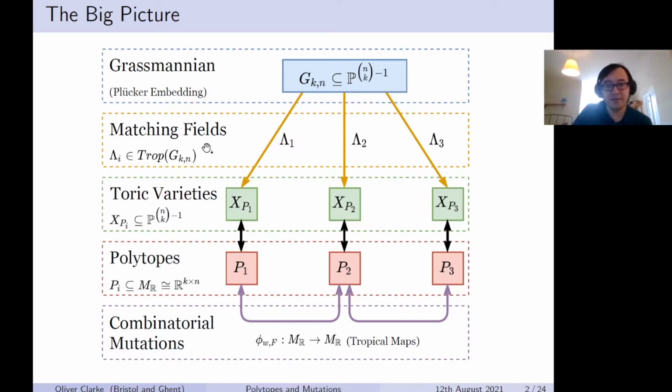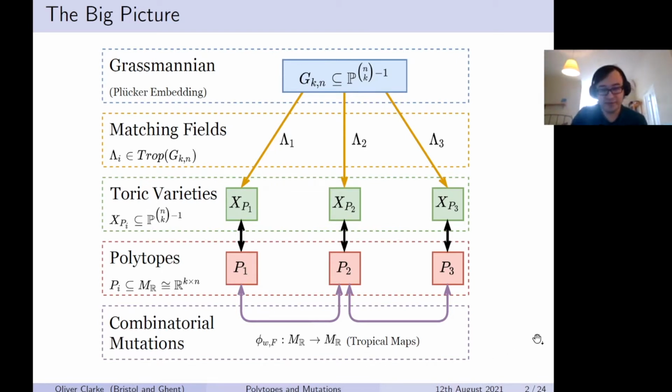And using the data of the matching field, which is not just the point in tropicalization, it's a little bit more, you can write down some polytopes. And in this research, we're going to be looking at combinatorial mutations that turn out to connect many of the polytopes which we already knew about coming from toric degenerations of the Grassmannian. And what do these combinatorial mutations look like? They're sort of restrictions of what we call tropical maps.